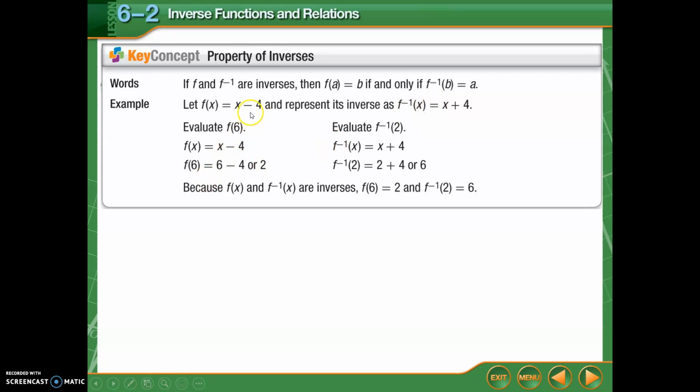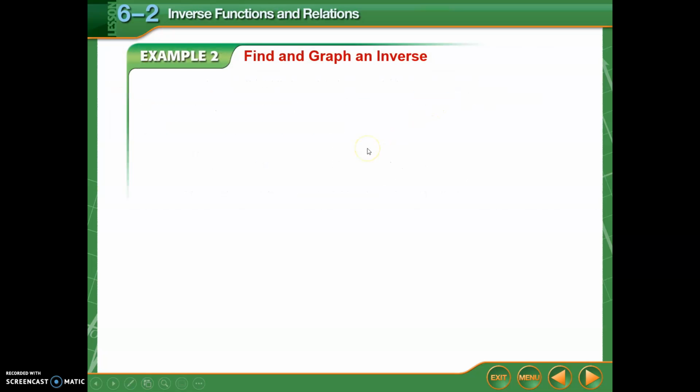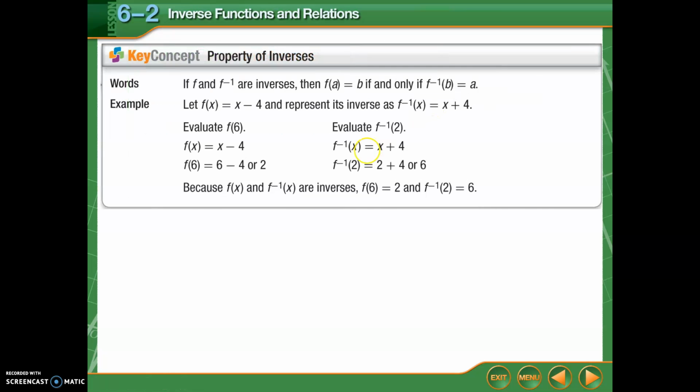For example, you've got x minus 4 and x plus 4. So we're saying f of x is x minus 4, its inverse is x plus 4. If I plug in 6 to the original, 6 minus 4 is 2. Now if I plug 2 into the inverse, sorry about that, 2 plus 4, if I get 6, then these two are inverses of each other.